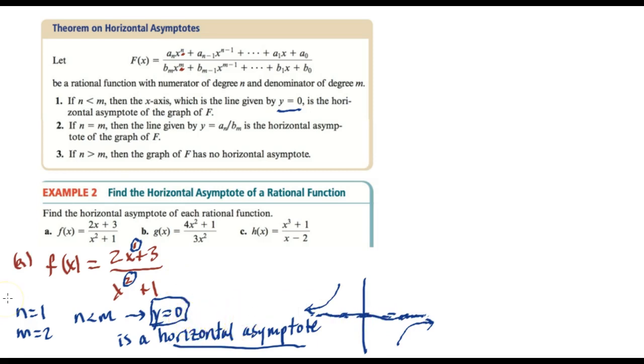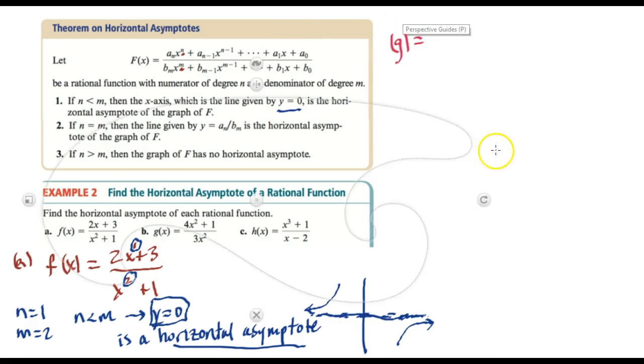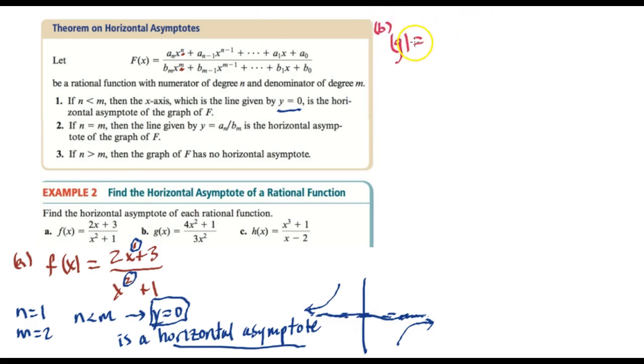Now let's go ahead and look at the next example. We'll use a different color here. And we have g of x, so this is part B. So g of x, oh wow, really butchering this.